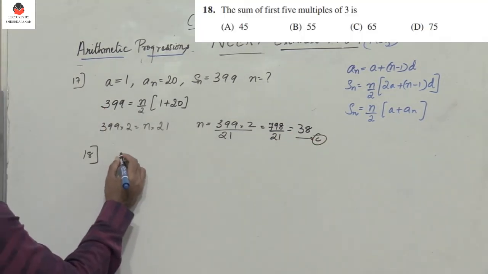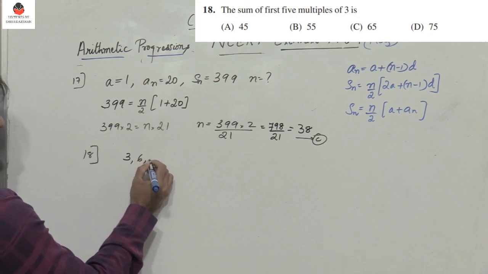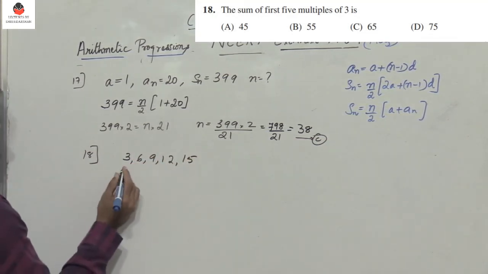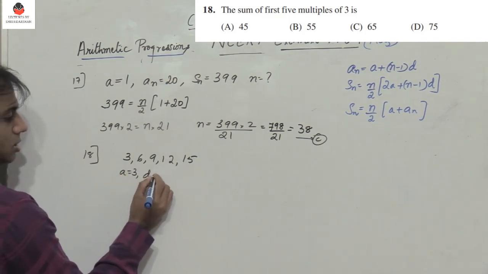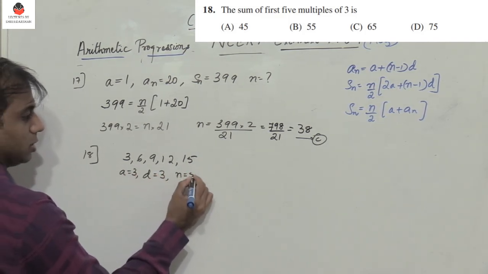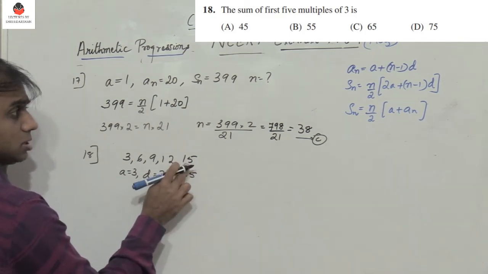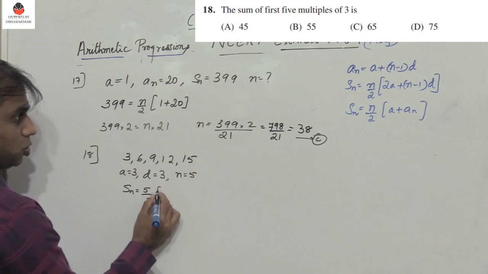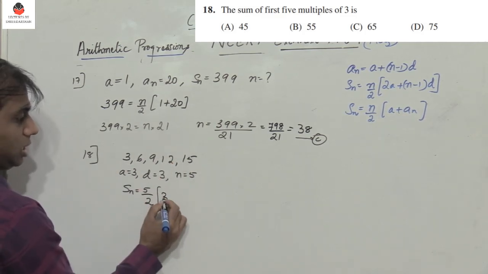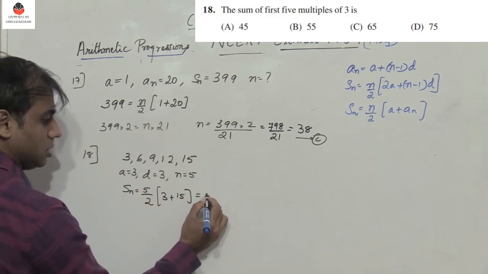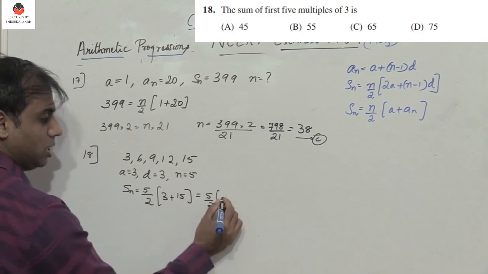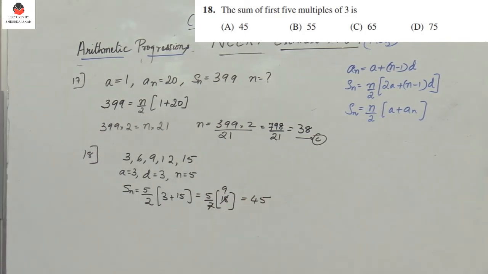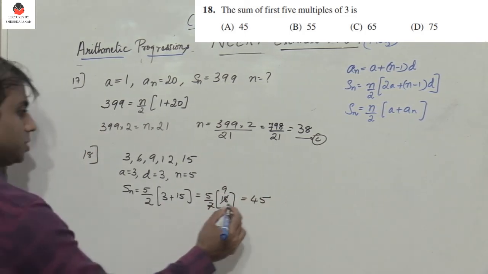The sum of first 5 multiples of 3 is, so I have 3, 6, 9, 12 and 15. So I need to find the sum. A is 3, D is 6 minus 3, which is 3, N equals 5. And the last term is of course 15. So I have Sn equals 5 by 2, n by 2 into A plus An, 3 plus 15. So this is 5 by 2 into 15 plus 3 is 18. So 2 9s are 9 5s are 45. So the sum of first 5 terms is 45, which is option A.